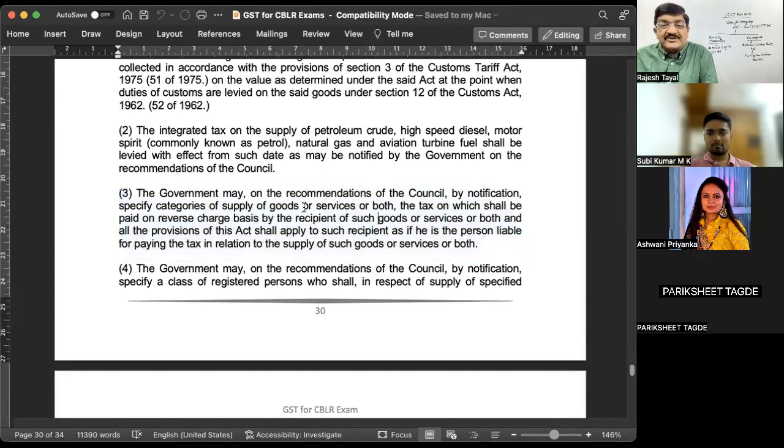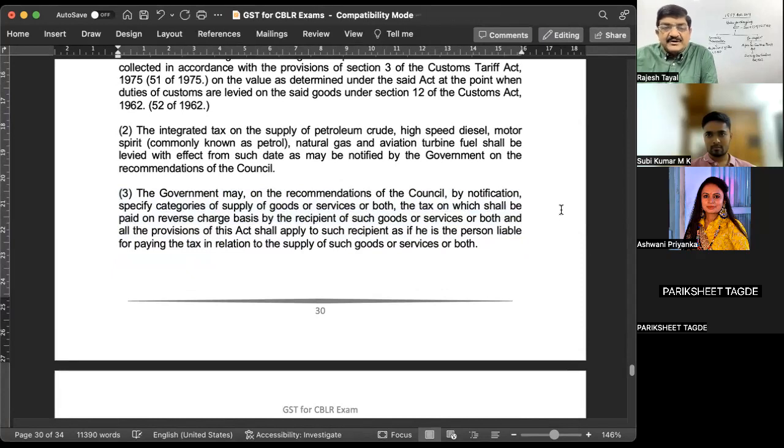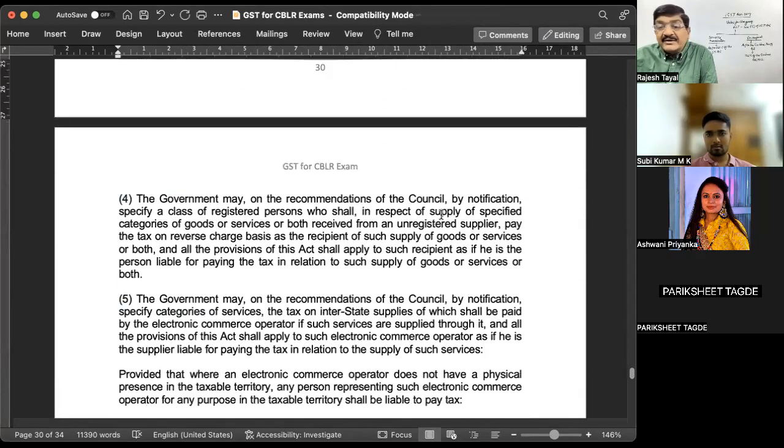In subsection 3, specified goods and services, always reverse charge is applicable. In subsection 4, again, the concept is specified supplies, but supplier is unregistered and recipient is registered. So this is a very, very subjective case, subsection 4.